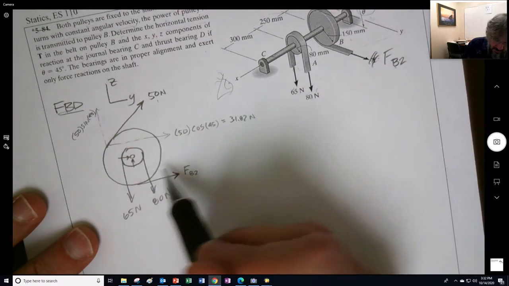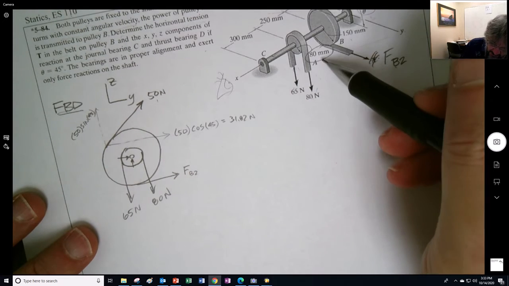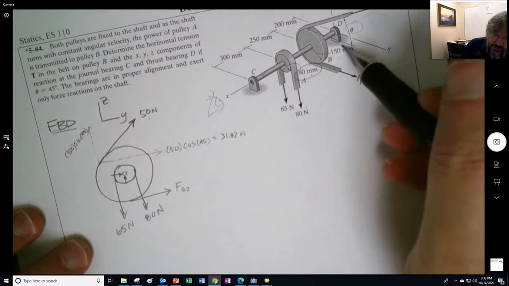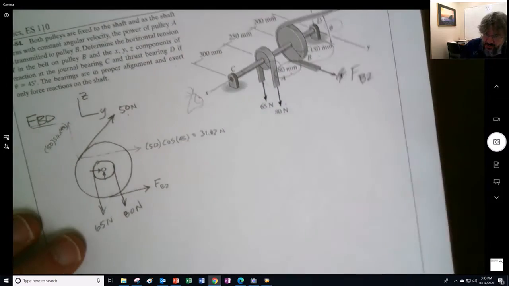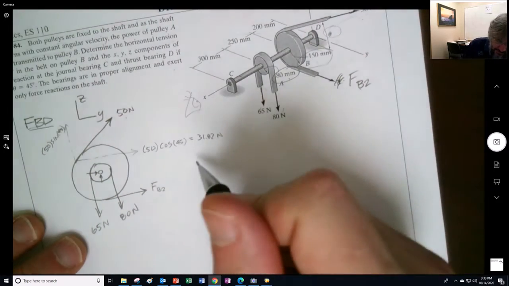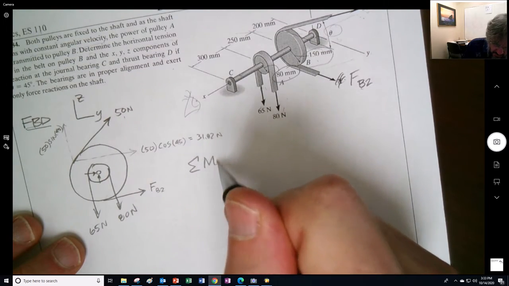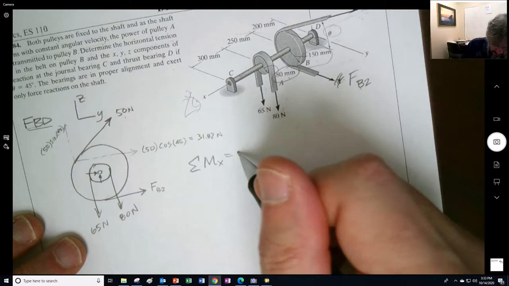But right here, I think we have everything we need. We also know that, by the way, the radius of this is 80 millimeters and the radius of this is 50 millimeters. And we can go ahead and use millimeters. A lot of times I'll change to meters, but they're all going to cancel out anyway, so it's fine. So we take the sum of the moments about the x-axis, that's coming out of the plane, equal to 0.